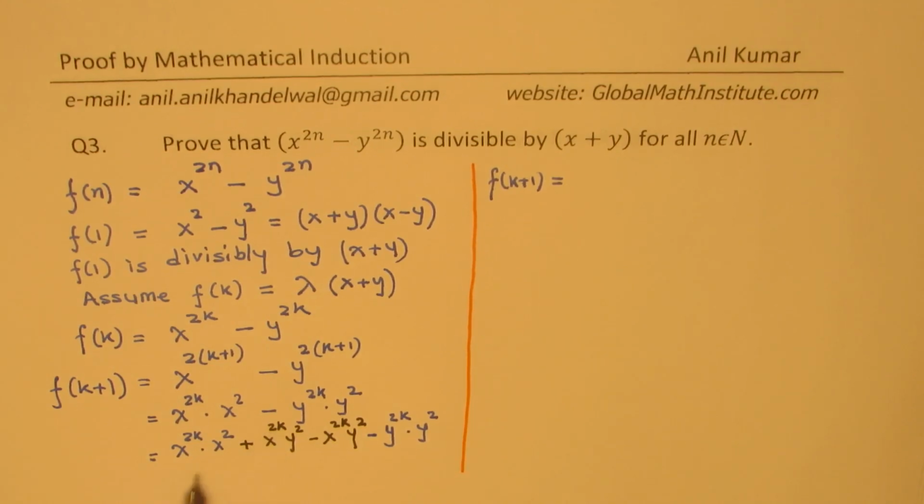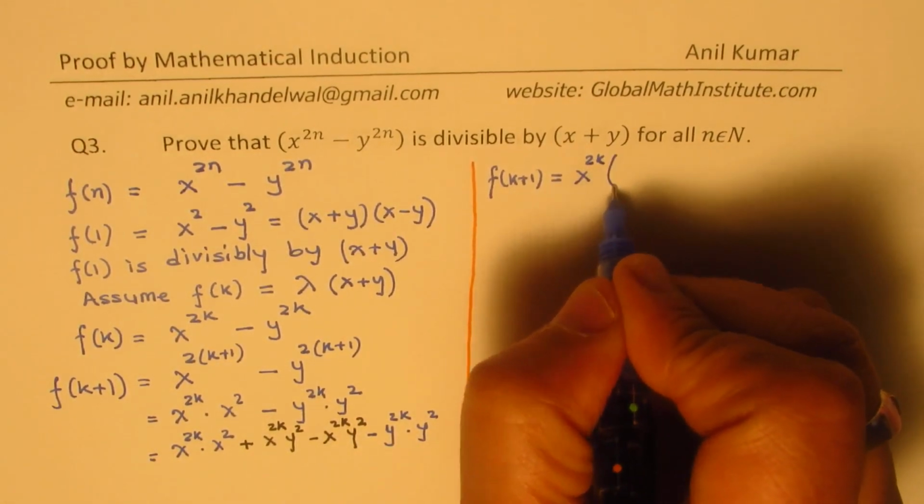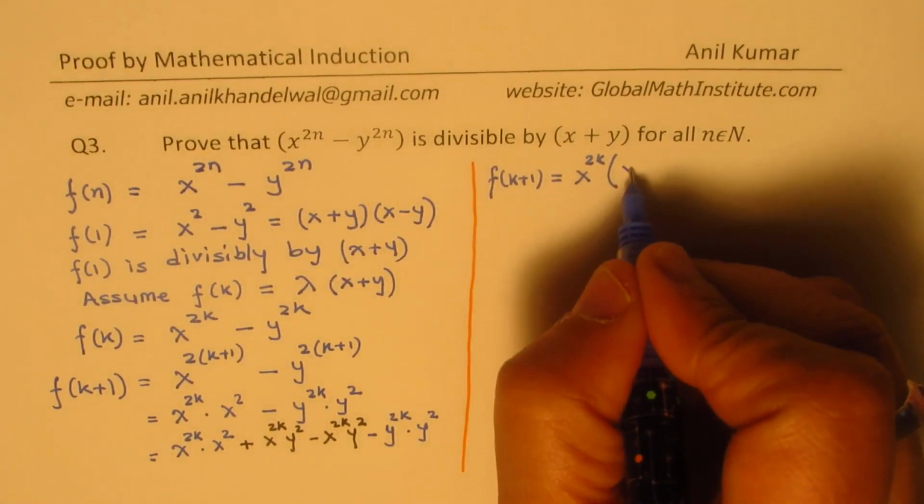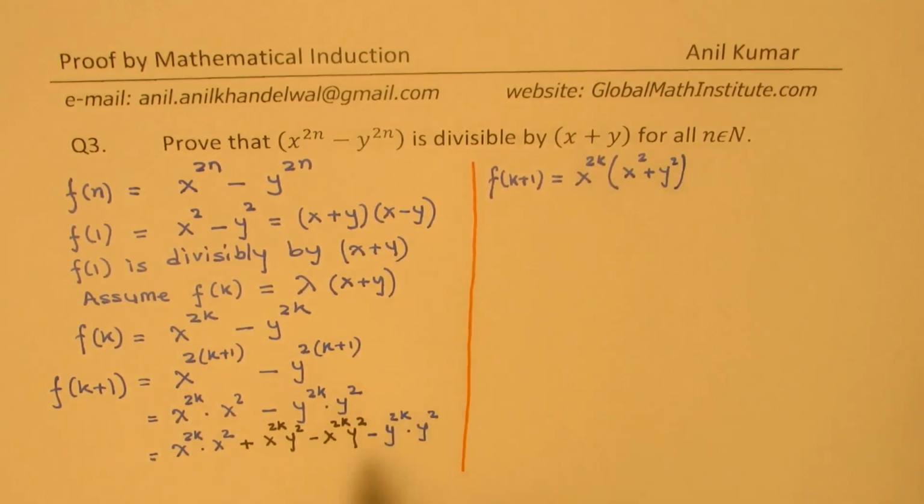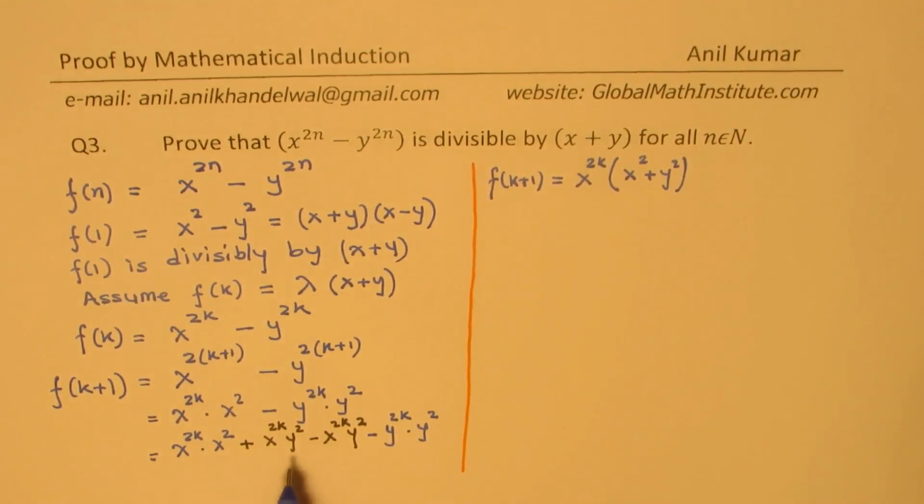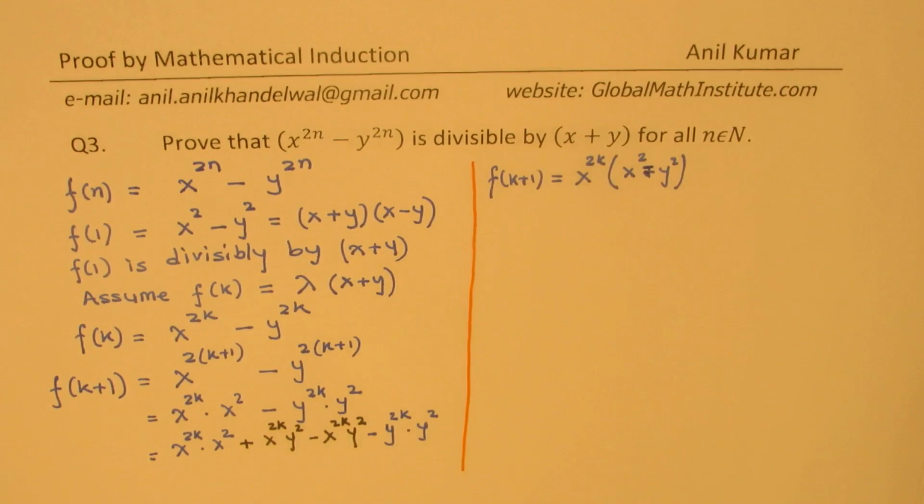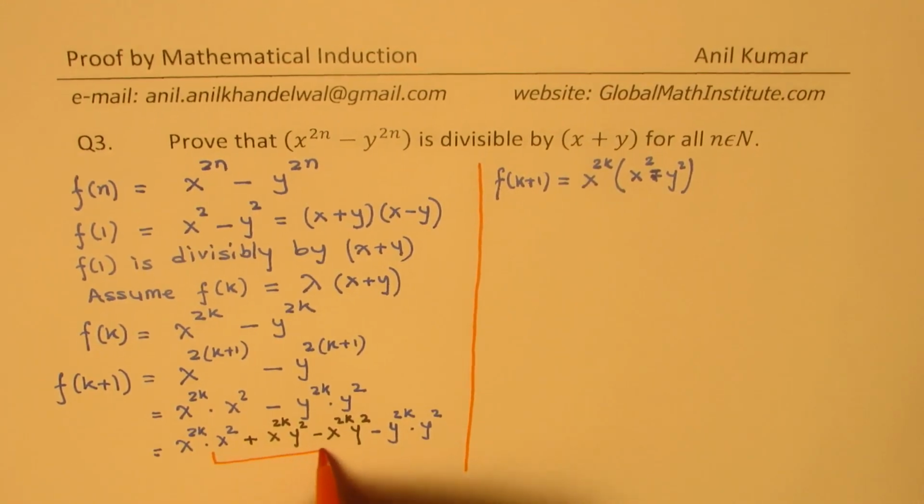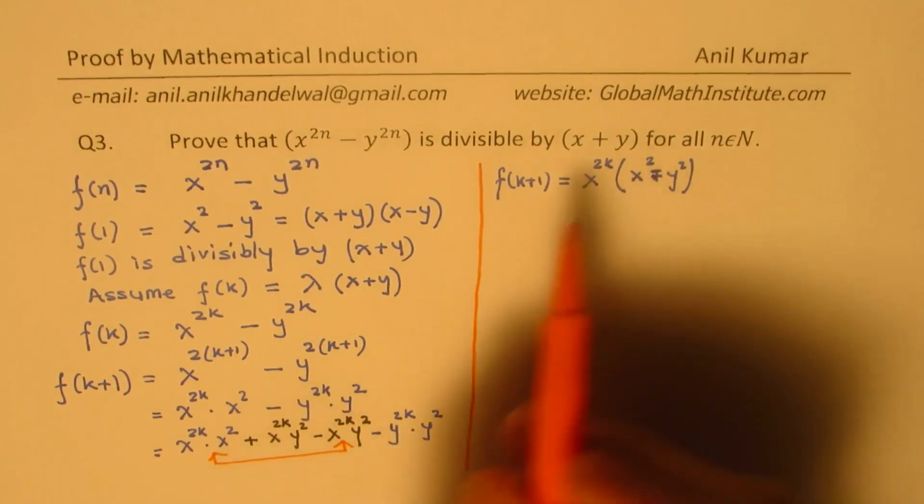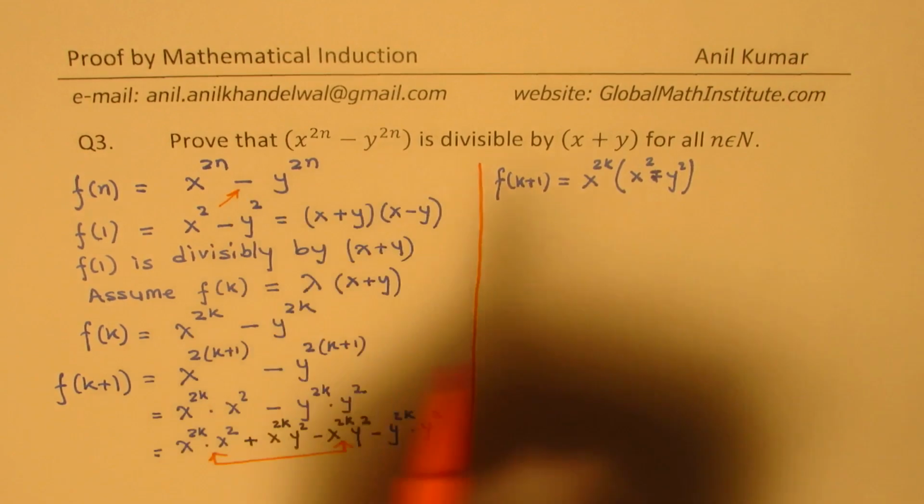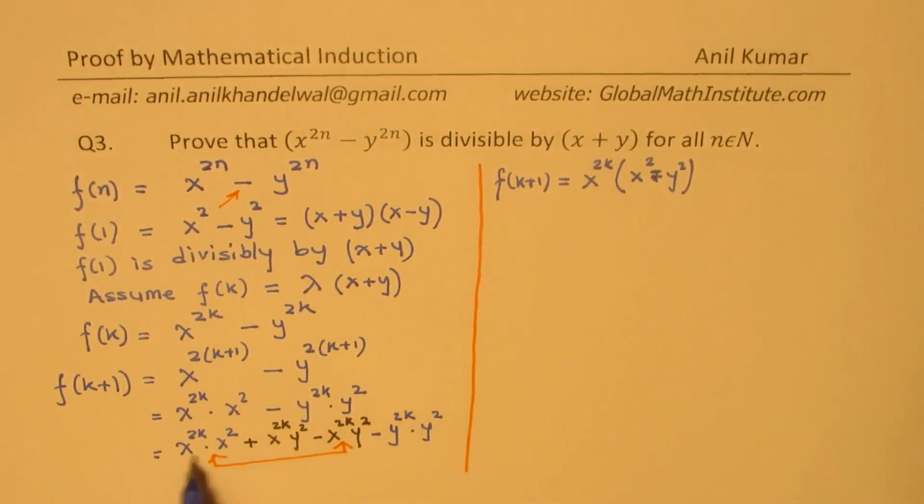Now here, x to the power of 2k is common, right? We get x to the power of 2k and we get x squared plus y squared. In fact, what we should do is we'll take the first and the third term, right? Since we want minus, do you see the sign minus? So we'd like to maintain that. So we'll take the first and the third term, and then we'll take the second and the fourth term. Is that clear to you?